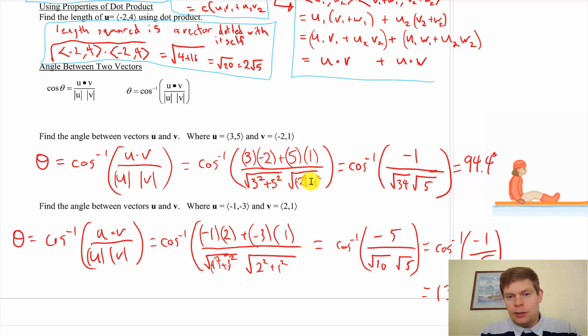It's just finding the length of u and the length of v is a pain, but anyway, you can just do it. 3 times negative 2 plus 5 times 1 gives us our dot product, and then we can either find the length of this just thinking of it as Pythagoras, the square root of 3 squared plus 5 squared, or we can think of it as taking the dot product with itself, so u dot u, and then square root. They're entirely equivalent. Anyway, once you're all done that, you can put it in there and you should get 94.4, I believe, unless I screwed something up.